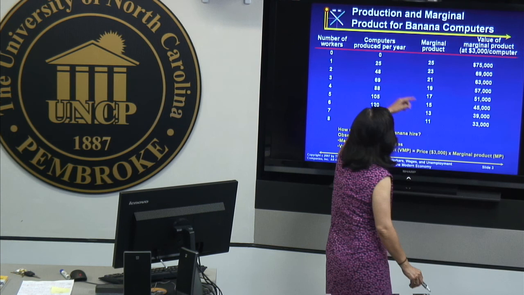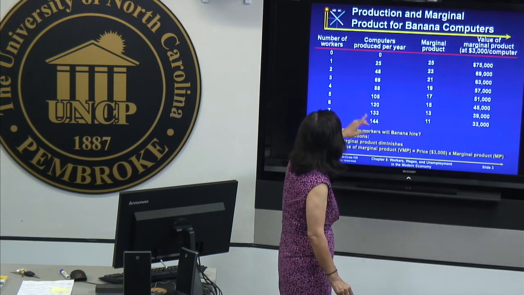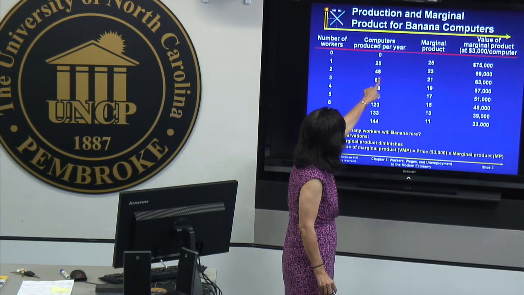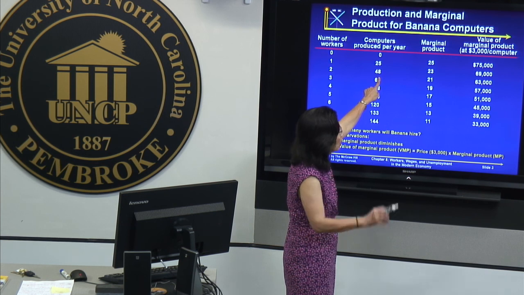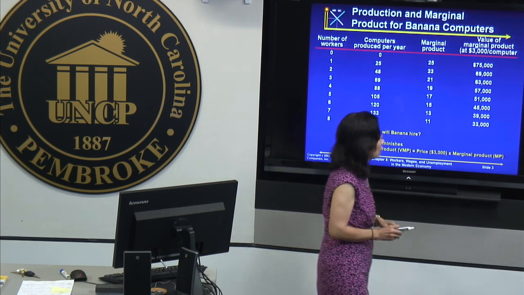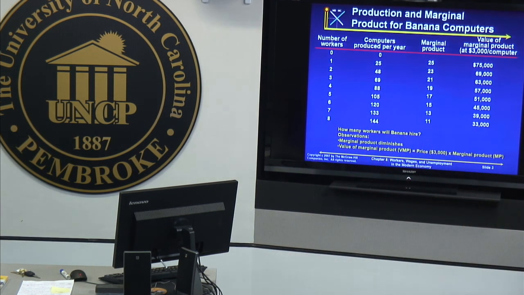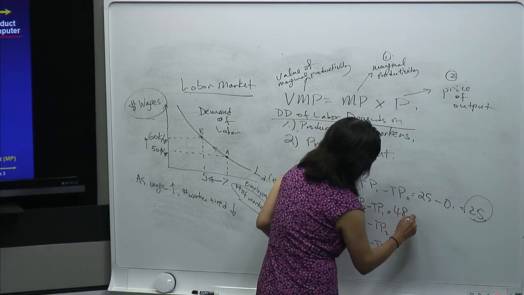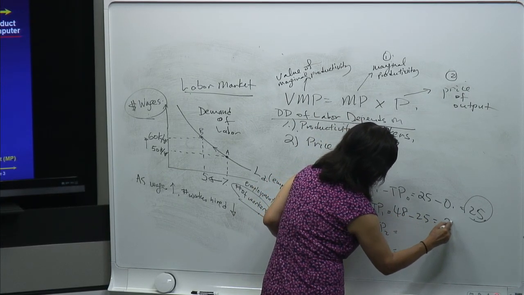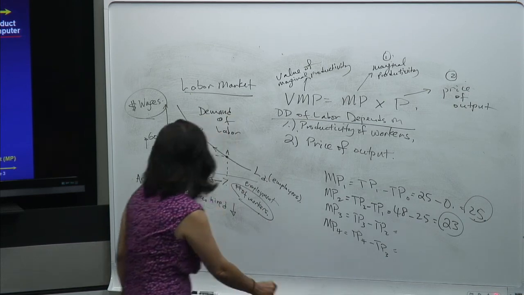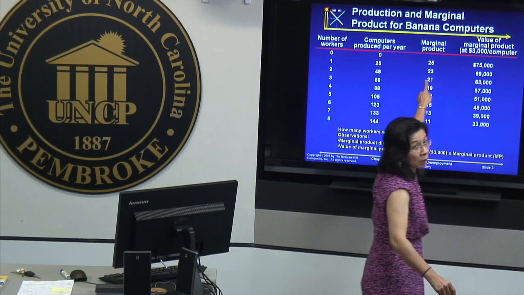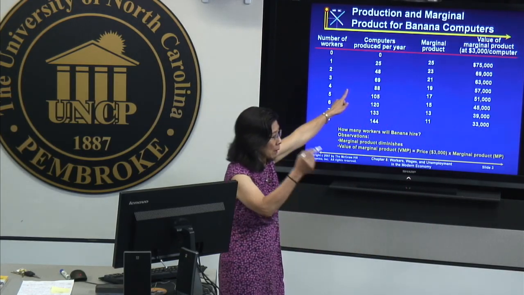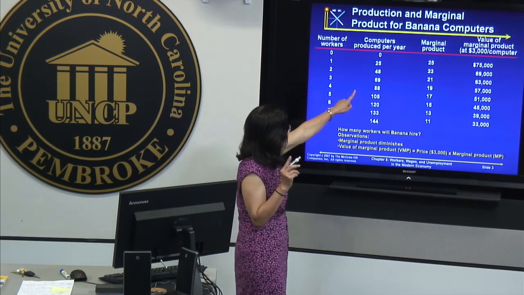So if you were to hire the second worker, the total productivity of 2 workers would be 48. Total productivity of 1 worker would be 25. So that would be 48 minus 25, which is 23. And that's how we got that second number. So by now you should get it. So let's do the third one yourself.